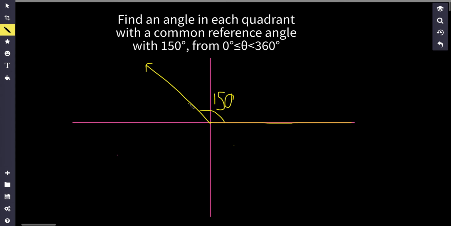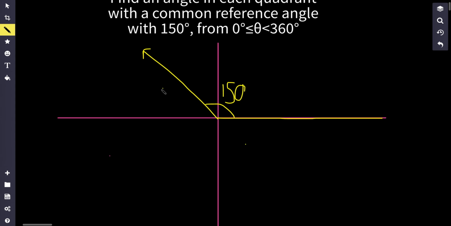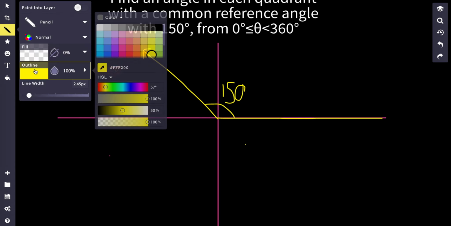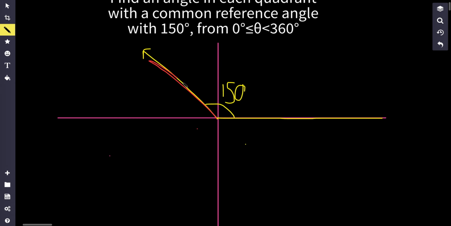All right, now what's the reference angle for 150 degrees? Well, the reference angle, remember, is the angle that's formed by the x-axis and the terminal side of the angle. So it's this acute angle right over here. This ray represents the terminal side of our angle. Notice how it forms an acute angle with the x-axis, and this represents the reference angle.